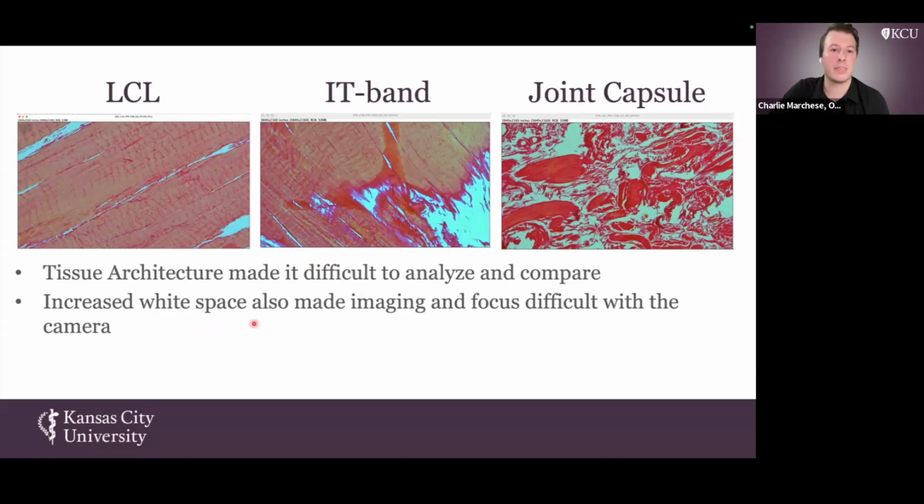I also wanted to point out that the increased white space within this image made it difficult for the camera to really keep colors consistent and to focus, right? Both of these colors are very consistent, right? We have some oranges, we have some pinks, we can clearly see some dark red compared to light red. Here, all of this looks bright red. And I really do think that the reason that this is the case is because there is just so much light coming from underneath the microscope that it made it difficult for the camera to really determine what was light red versus dark red. So just a couple reasons why we chose to really only do our analysis on the LCL and the IT band.